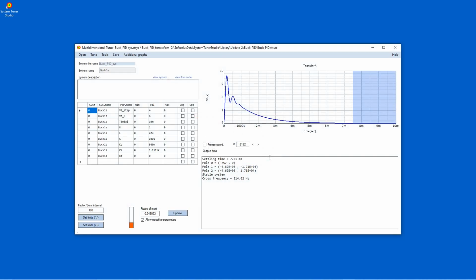This is the multidimensional tuner, where the values of the components are the same as those used in the previous case, and since the value of Kd is 0, we have the same transient as before. We now define the variation ranges that we are going to allow for Kp, Ki and Kd, and we start a first optimization taking into account only Kp and Ki.